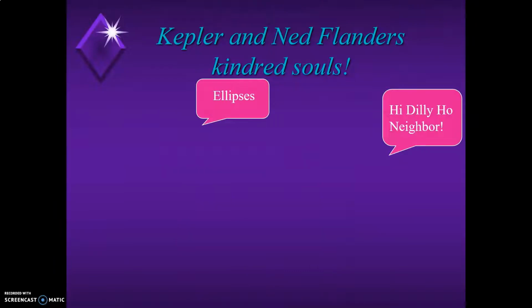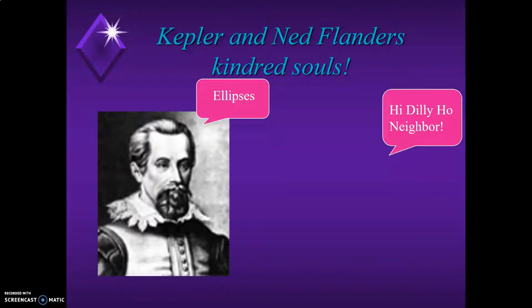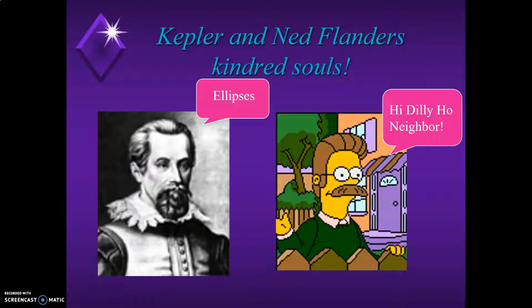So this is who Kepler reminds me of. Kepler and Ned Flanders, if you've ever seen The Simpsons. I know he's a cartoon character, but every time I think of Kepler, that's who I think of. So this is Kepler, and I put ellipses here because that's what Kepler's always thinking about. And then this is good old Ned. Hi diddly ho, neighbor. That's Homer Simpson's neighbor. They kind of have the same stache, same hair. So that's who I think of, just with his mannerisms and how he acts. I just think Kepler would be a lot like that.